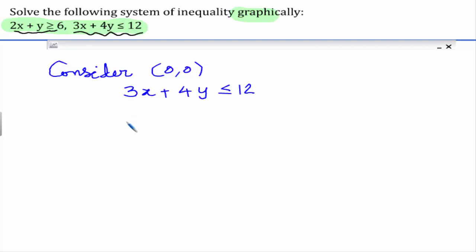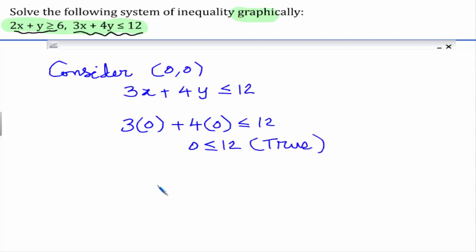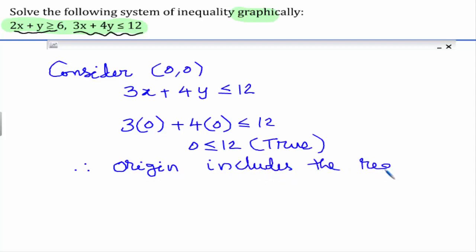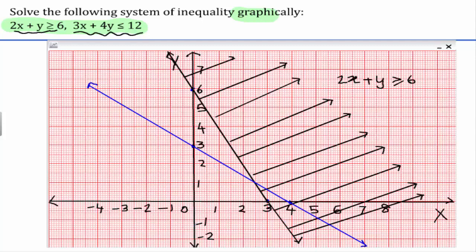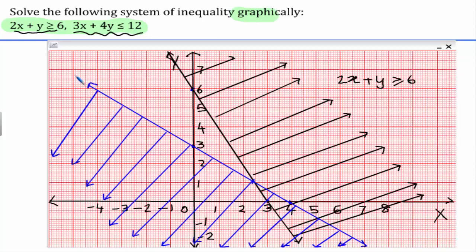If I substitute the values of x and y into this, I get 3 into 0 plus 4 into 0 is less than or equal to 12. This is 0 less than or equal to 12, which is a true statement. So therefore, we can say that the point which we have selected, that is origin, includes the region. That means the region will be towards the origin. Now these blue lines will show the region of the inequality 3x plus 4y less than or equal to 12.